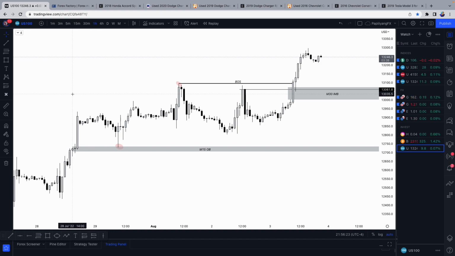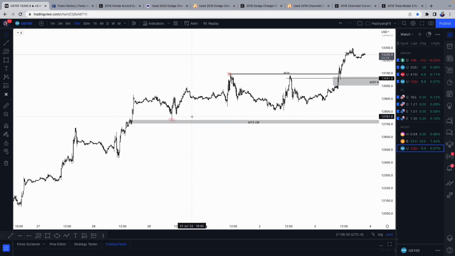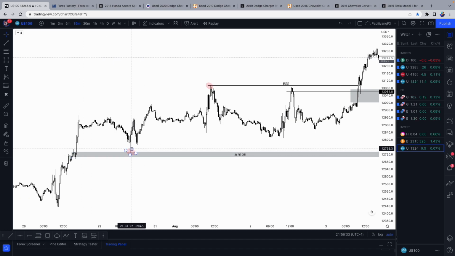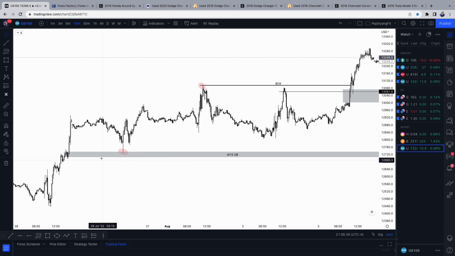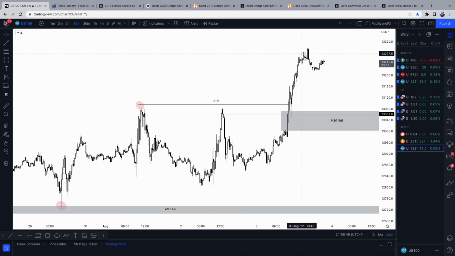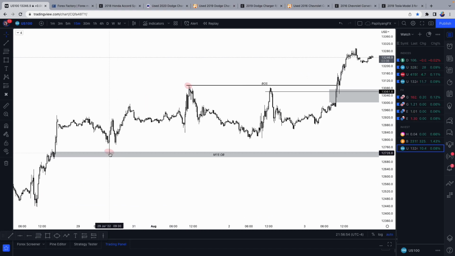So now over here, I pretty much was paying attention on the 15-minute time frame. This low, why is this low significant? This low is significant because this is the last low. This is the origin of this whole swing. And why do I look at this as the origin of this whole swing? Because this low mitigated this 15-minute order block over here.